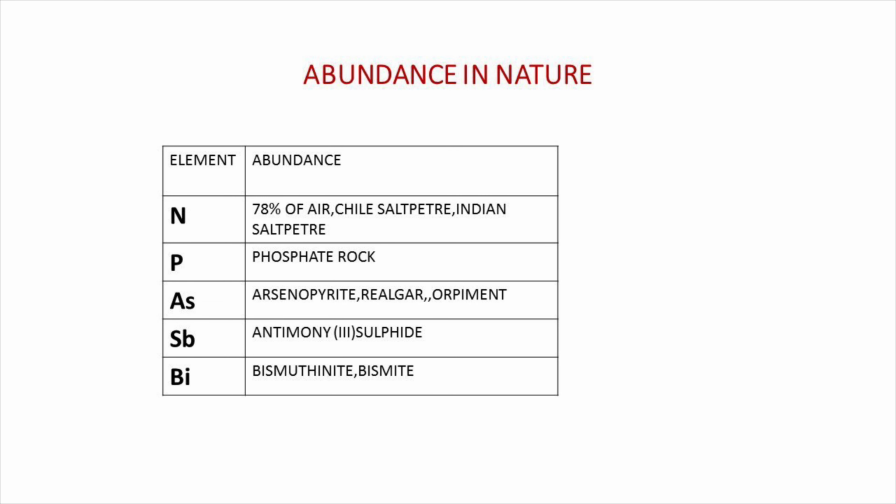We know nitrogen is the most abundant component of the Earth's atmosphere. The element also exists in the Earth's crust as sodium nitrate and potassium nitrate, as Chile saltpeter and Indian saltpeter. Phosphorus occurs in various orthophosphate minerals. Arsenic, antimony, and bismuth occur in lower total abundance, mainly as sulfide minerals.